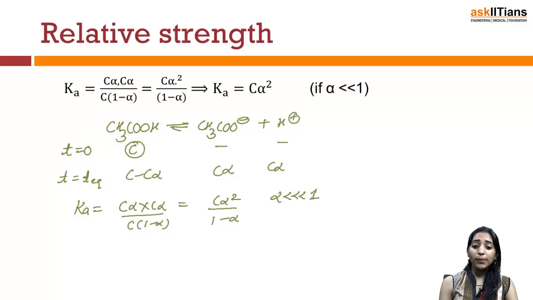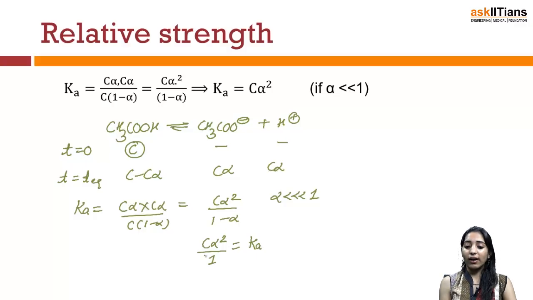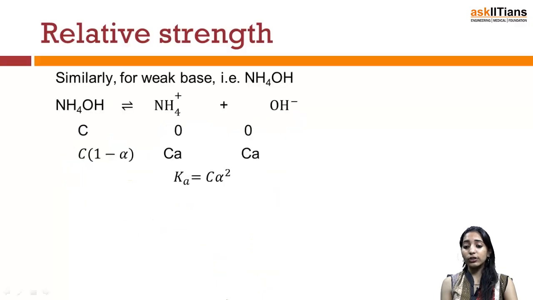And if I use the approximation that alpha is very much less than 1, I can say Ka is C alpha square by 1. So here I can find the value of alpha as under root Ka upon C.